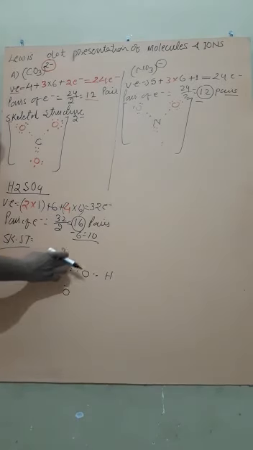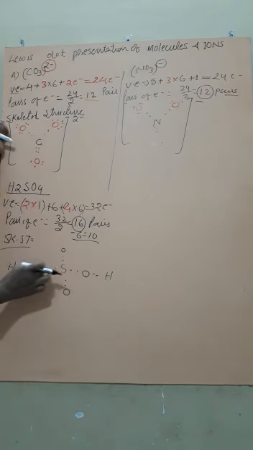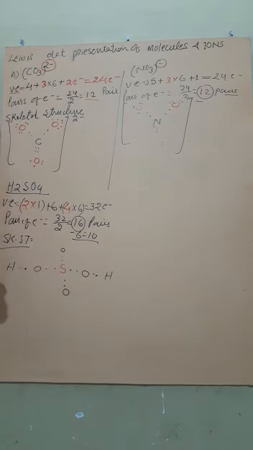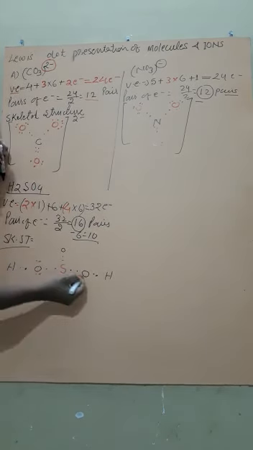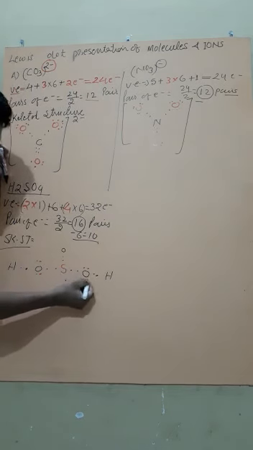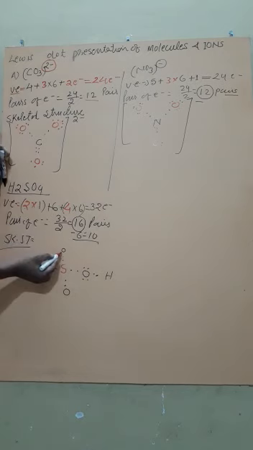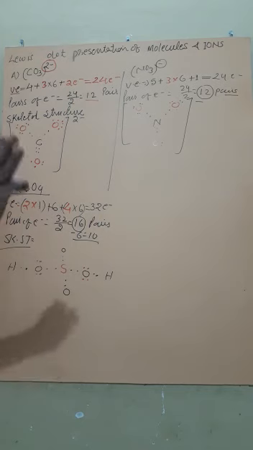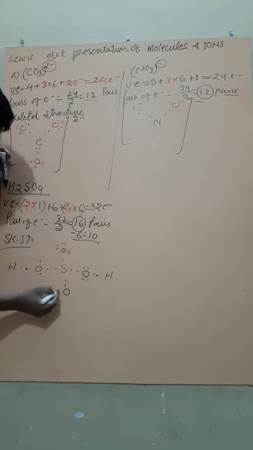Now look, the octet of sulfur is completed: 2, 4, 6 and 8. But the oxygen octet is not completed. 2 and 2 are 4, so it requires 2 pairs. This oxygen requires again 2 pairs. So 2 and 2, 4 pairs are drawn. Now for sulfur, only 1 pair is there. 3 more pairs are required, that is 2 fours are 8. So 1, 2 and 3. Similarly 1, 2 and 3.